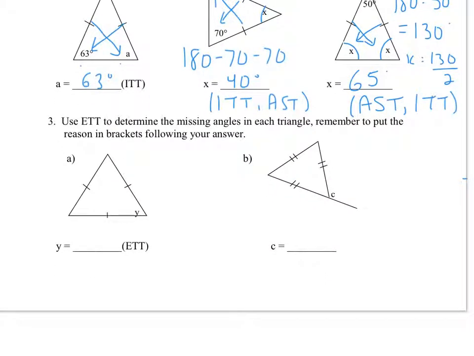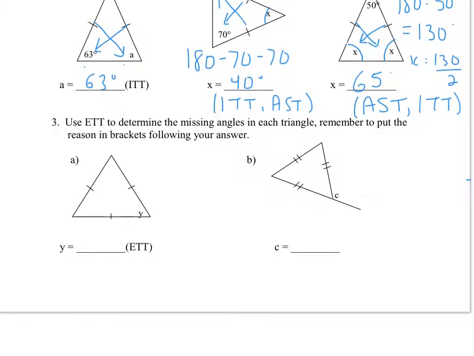In question 3, I'm using the equilateral triangle theorem, which says that in an equilateral triangle, all angles are 60 degrees. So 3A, I can see clearly that this is an equilateral triangle. I want one of those angles, so it has to be 60 degrees. If you can't remember 60, you can just take 180 and divide it by 3, which is 60.